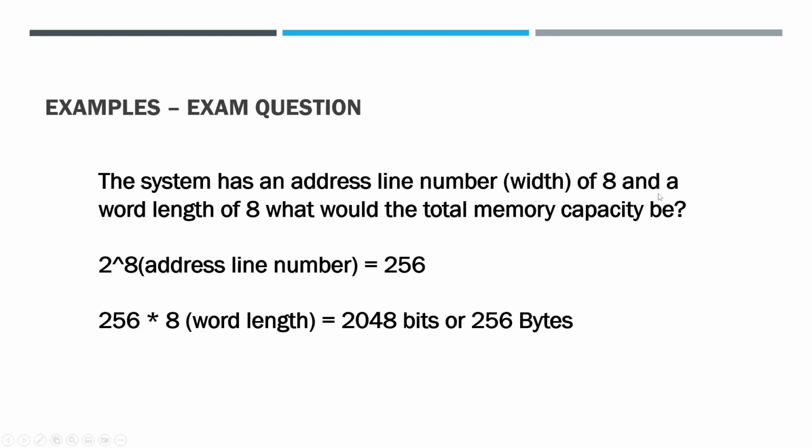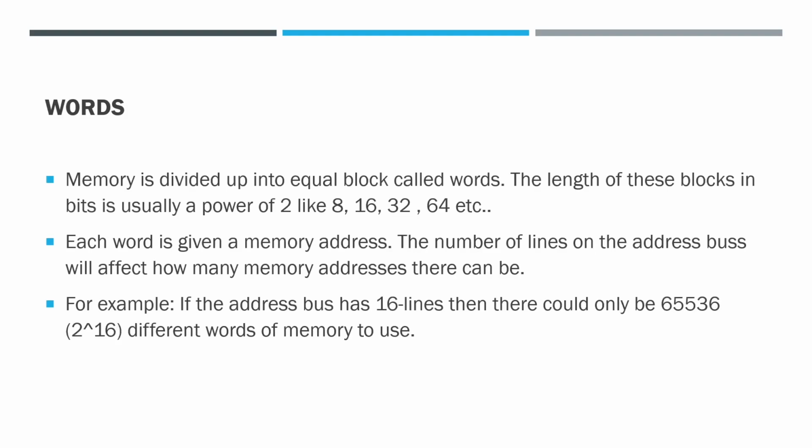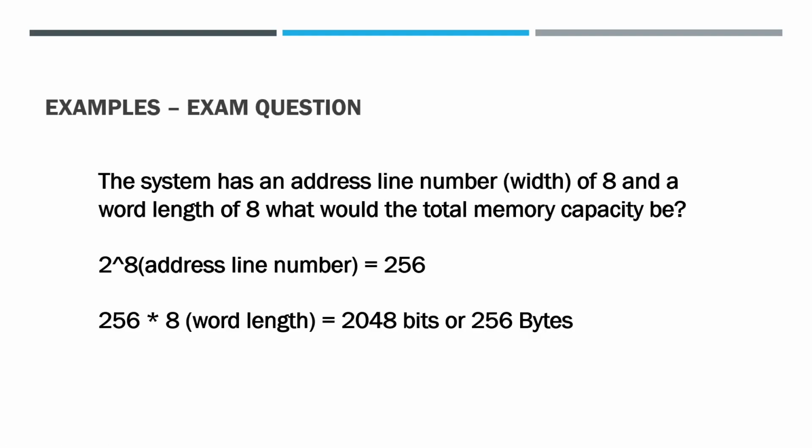Although in this example I've used the same number, I could have a 16-bit memory but with only an 8-bit address line. So I would have 16-bit memory, which would give me 65,536 bits of data, but I can only have 256 of them. So the way to work it out is you just multiply them both together: you multiply the line number width by the word length.